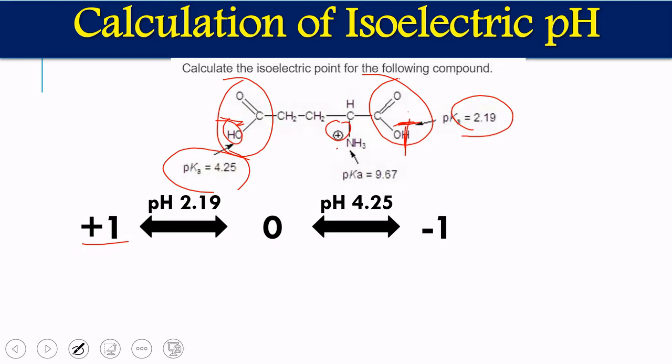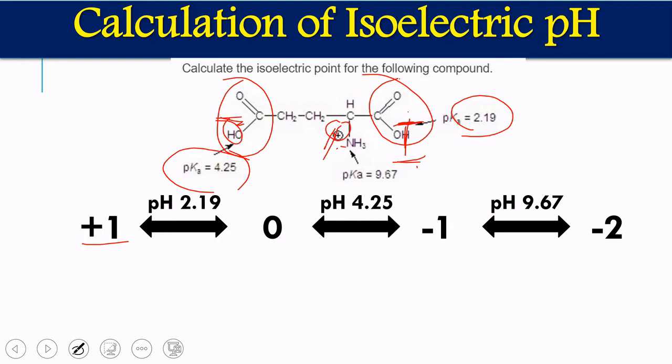The third time, when you increase the pH above 9.67, then this NH3 will lose its proton. So this positive charge has gone. It does not have any positive charge, but it is having two negative charges, one at this place and another at this place. So overall charge is two negative.